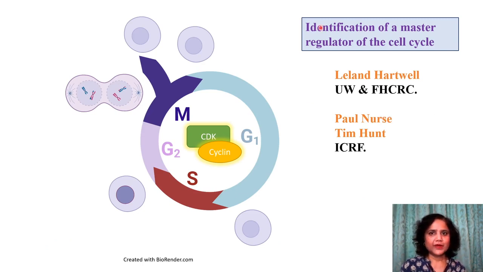So, a major breakthrough in trying to understand the molecules that regulate the cell cycle came with the identification of a key regulator of the cell cycle control system. Now, this discovery was actually made by three groups led by the scientists Lee Hartwell, Paul Nurse, and Tim Hunt. And it's a very significant discovery, the discovery of this master regulator, the CDK cyclin complex. CDK stands for cyclin dependent kinase. And this discovery was rewarded with the Nobel Prize in Physiology and Medicine to the scientists mentioned here, Dr. Hartwell, Paul Nurse, and Tim Hunt.